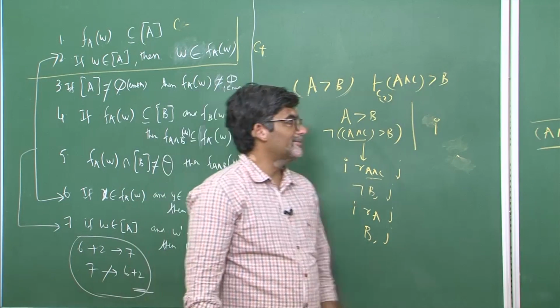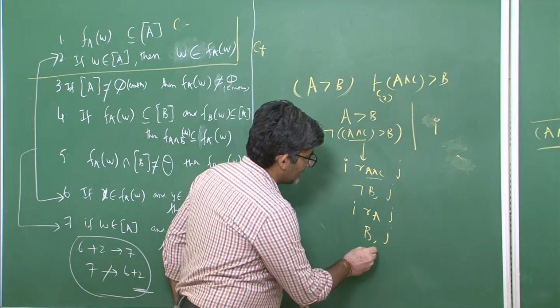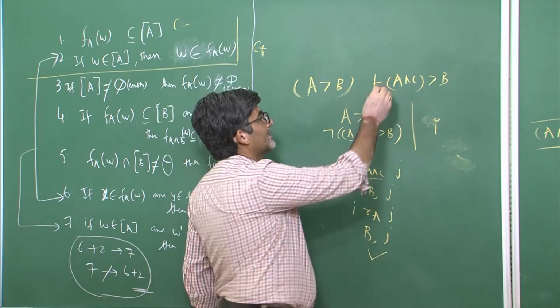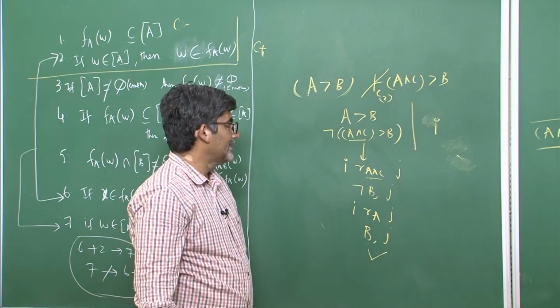A and C worlds are always different from A worlds. So there is no way in which you should close the branch. That's why this branch remains open, and that's why this formula A and C implies B doesn't hold here.